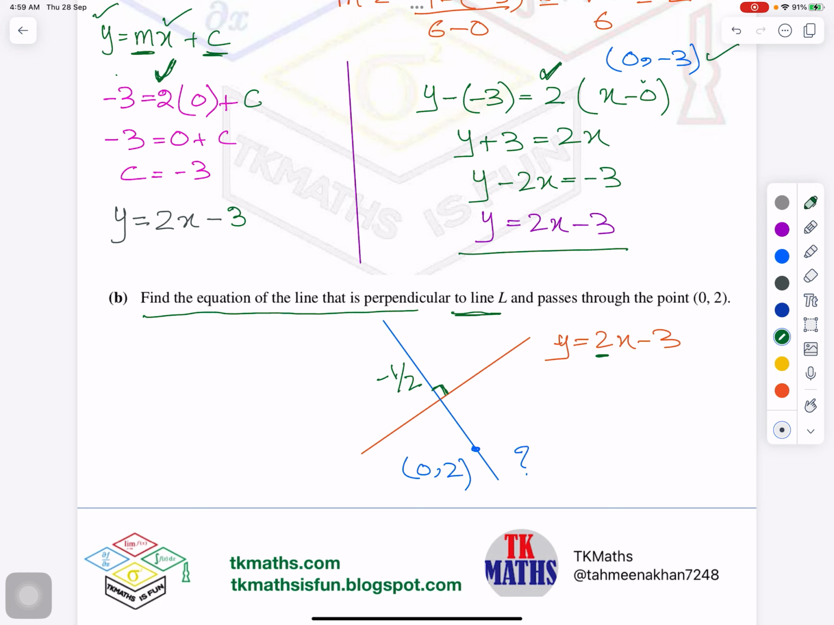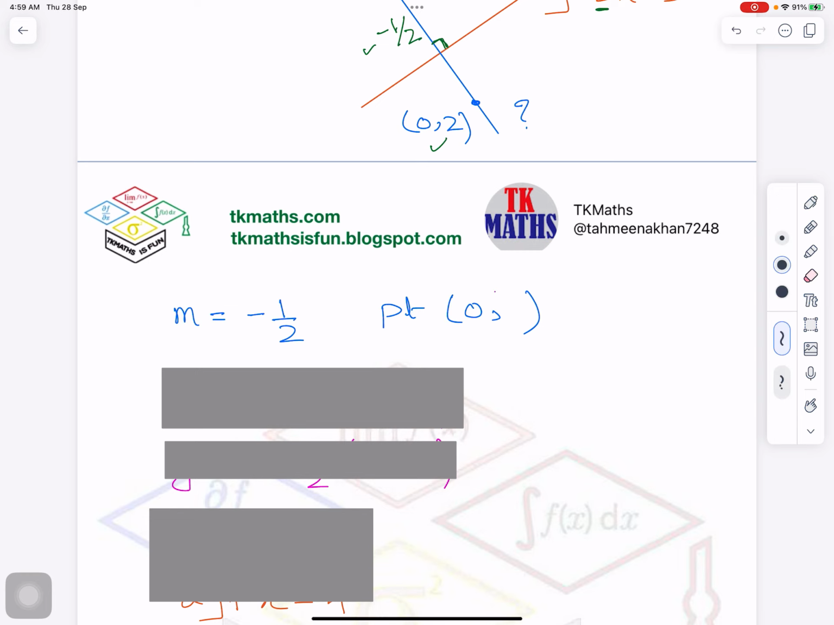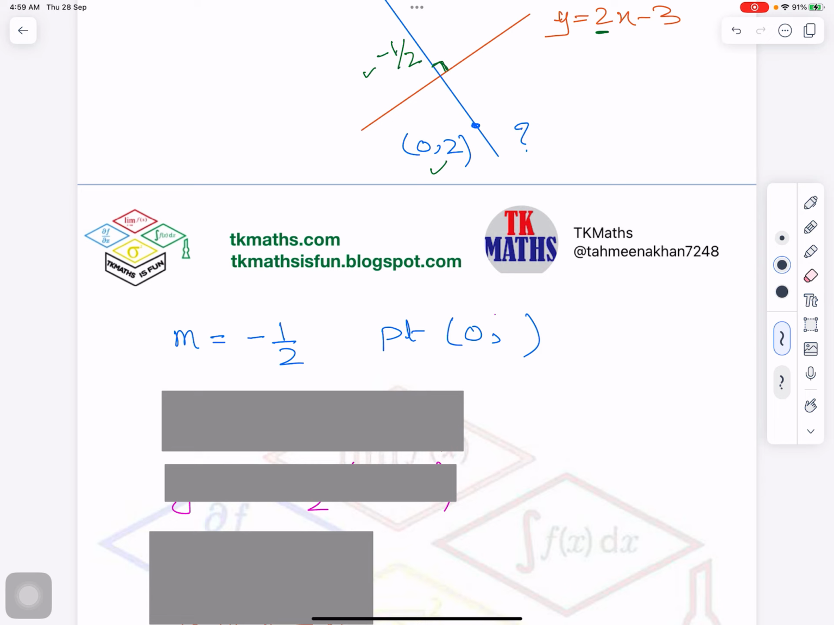And at the same time, the question is saying the line is passing through this point. So now I know the point on the line, I know the gradient of the line. So I can easily find the equation of the line. So the gradient is known and the point is known. What is the point? (0, 2).